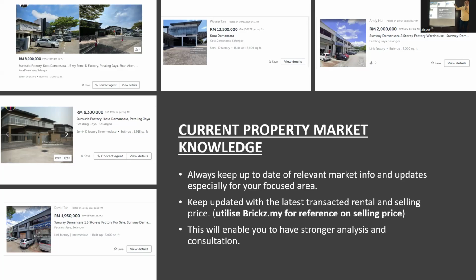You need to memorize every single advertisement. You can do, for example, Kota Damansara: the size range is from this to this, price range from this to this, rental from this to this. Most important is the range of pricing and the sizes. You need to memorize. If not, when people ask you certain things, your brain is actually empty. I can't even tell you anything. Okay.